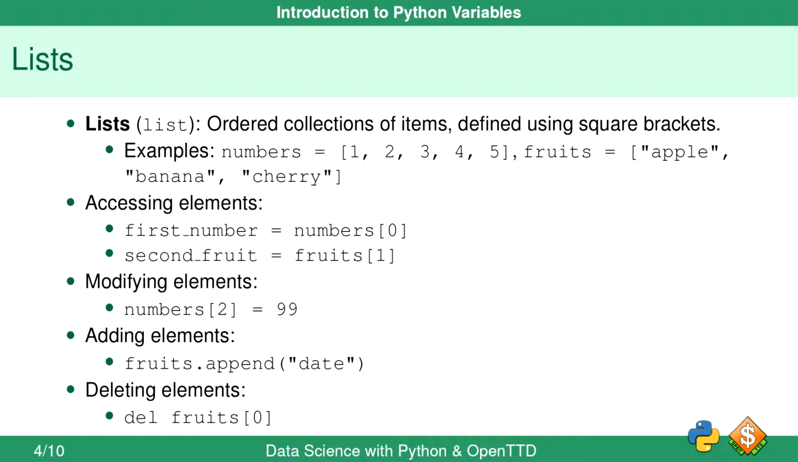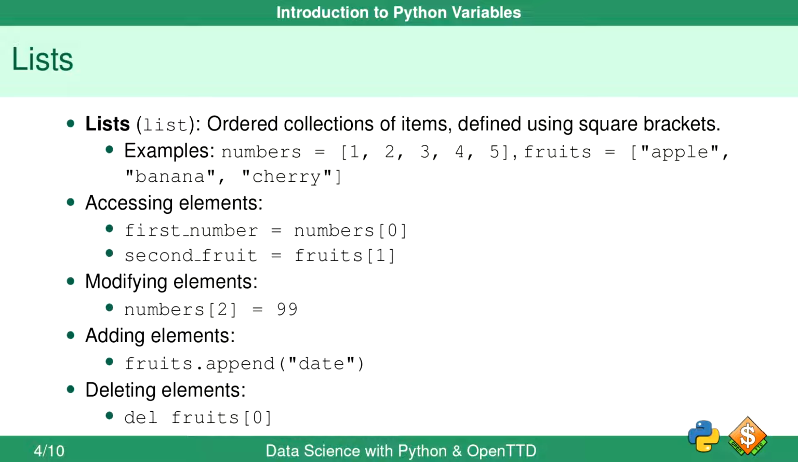Lists are ordered collections of items, defined using square brackets. For example, numbers equal to 1, 2, 3, 4, 5 in square brackets, or fruits equal to apple, banana, cherry in square brackets. We can access elements by their index using square brackets. For instance, first number equals numbers with index 0 in square brackets, which gives us 1. Second fruit equals fruits with index 1 in square brackets, which gives us banana.